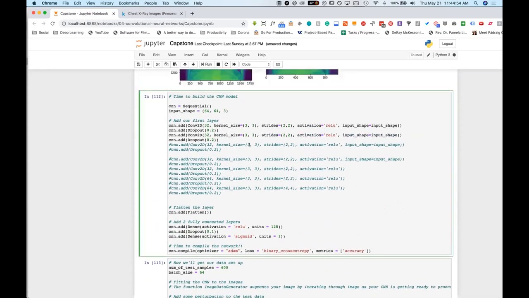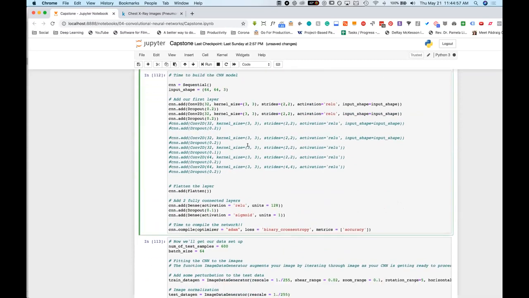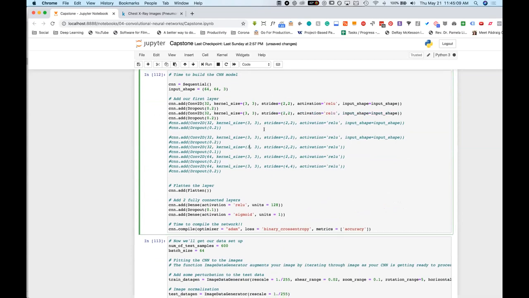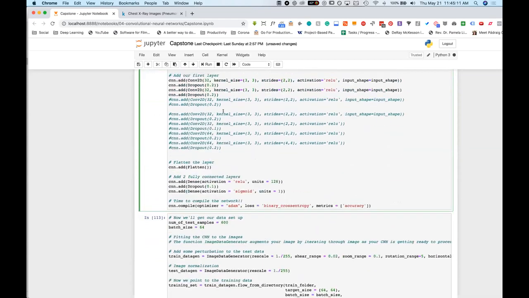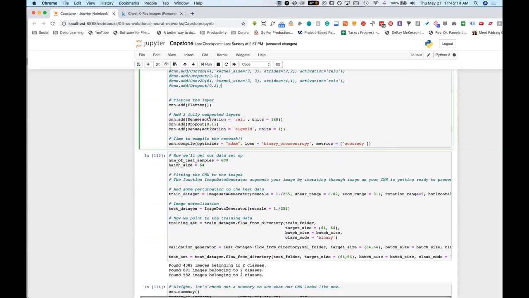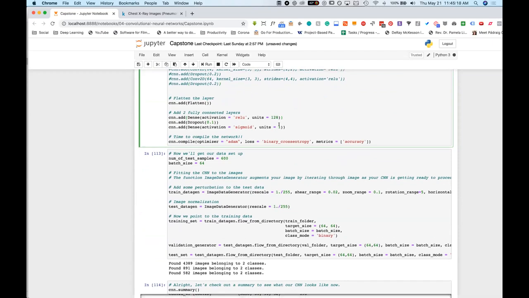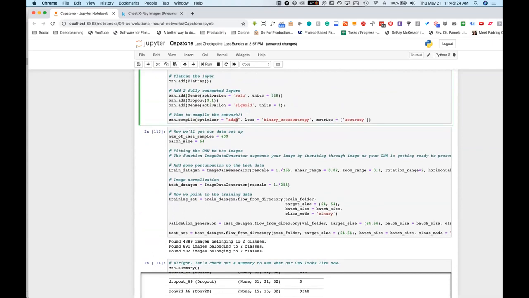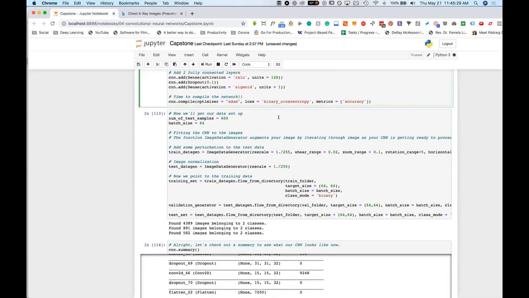So I experimented with a number of different configurations. Basically what I ended up doing is a 2-layer convolutional network with 2x2 striding, and then I just flattened that down. These are all kind of commented out. I just flattened that down into 1 layer of 128, and then did a sigmoid activation function and binary cross-entropy loss function with an Adam optimizer.